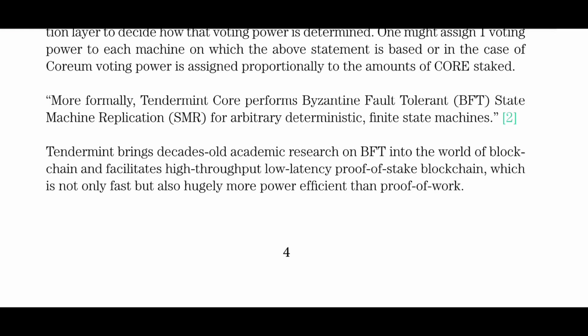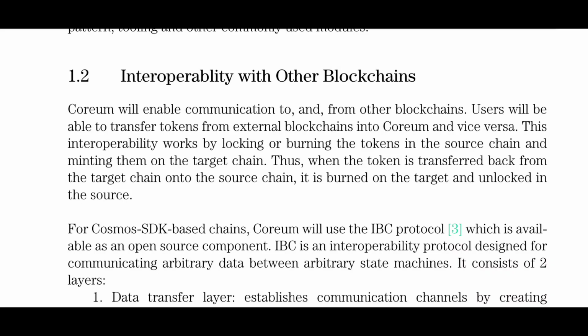This will allow the new Layer 1 to tap into the vast ecosystem built around Cosmos SDK, such as wallets, explorers, and other modules. More formally, Tendermint Core performs Byzantine fault tolerance (BFT) state machine replication (SMR) for arbitrary deterministic finite state machines. Tendermint brings decades-old academic research on BFT into the world of blockchain and facilitates high-throughput, low-latency proof-of-stake blockchain, which is not only fast but also hugely more power efficient than proof-of-work.